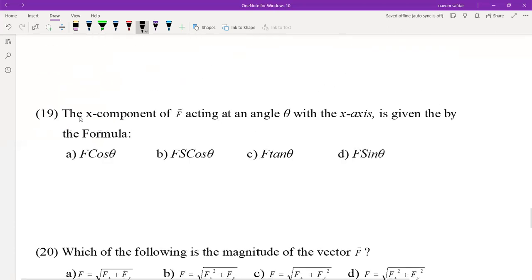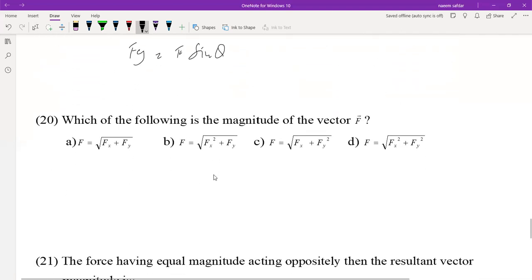MCQ number 19. The x component of F acting at an angle theta with the x-axis is given by the formula. A option F cos theta, B option F cos theta, C option F tan theta, D option F sin theta. The x component of F means we have to find Fx acting at an angle theta. So by formula we know Fx is F cos theta and Fy will be F sin theta.